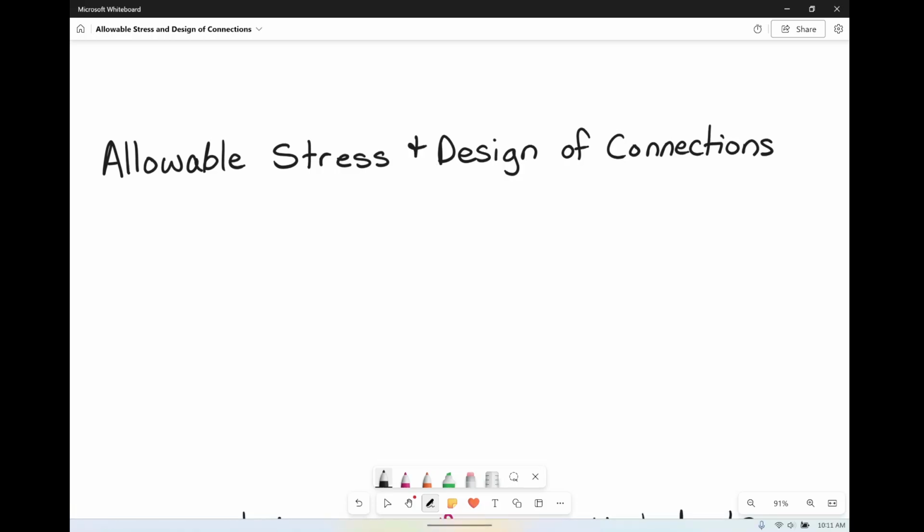This video is going to cover allowable stress and the design of connections. Effectively, this is the same as just calculating stress, except this time you're going to be given stress and we're going to either find the load that it can carry or we're going to find the area, or probably in that case a thickness, a width, or a diameter of a connector piece or a pin or something like that. So it's the exact same equations except in reverse. This time we're not finding stress, we're given stress.